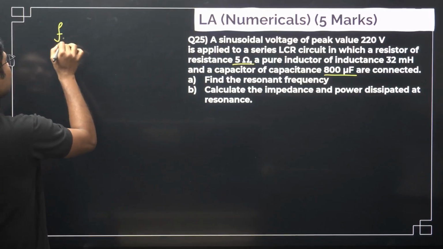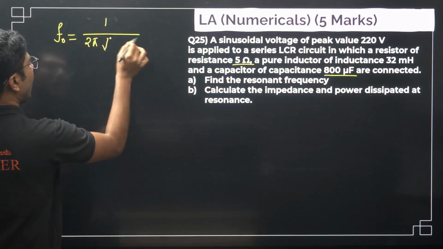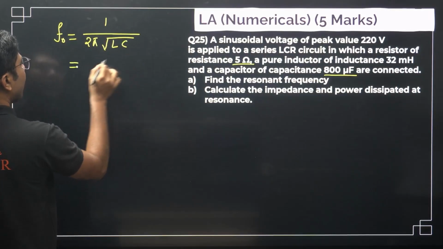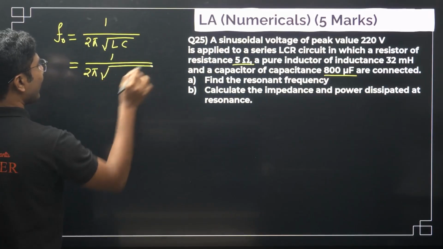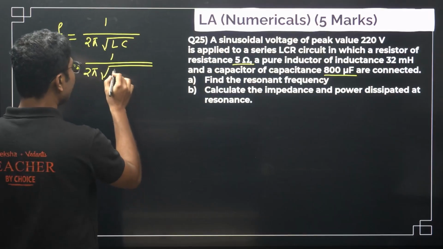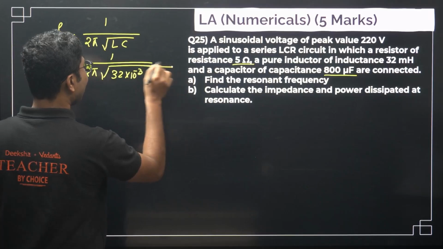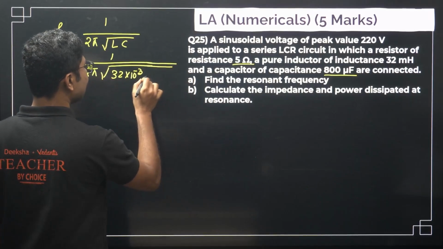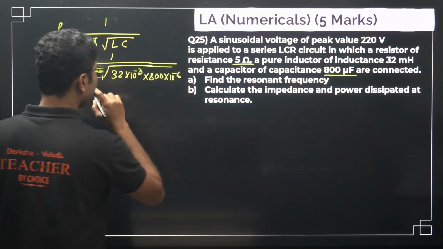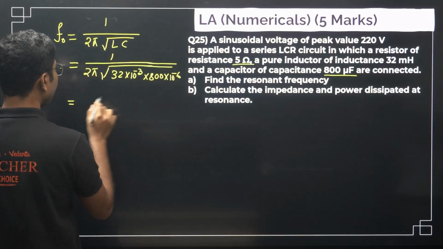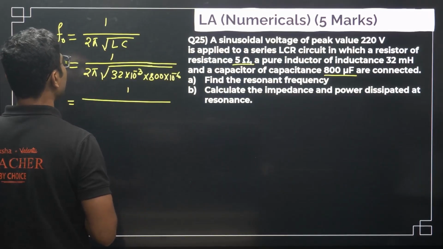So resonant frequency is given by 1 by 2 pi square root of L into C. So we will put that value, 1 by 2 pi, L value is given as 32 millihenry. So 32 into 10 to the power of minus 3, and the capacitance is 800 microfarad, means 10 to the power of minus 6. Now simplify this.